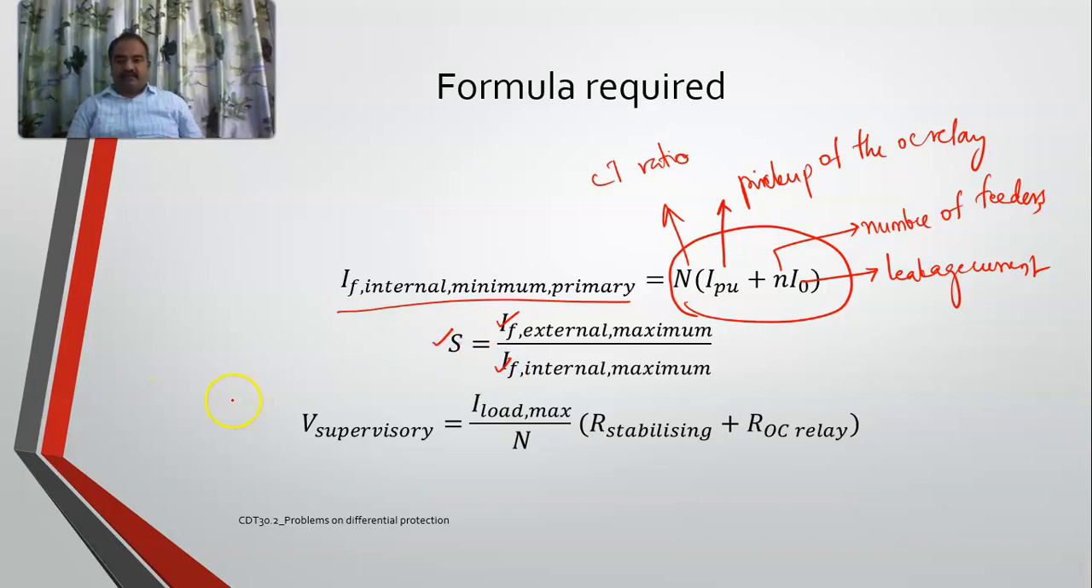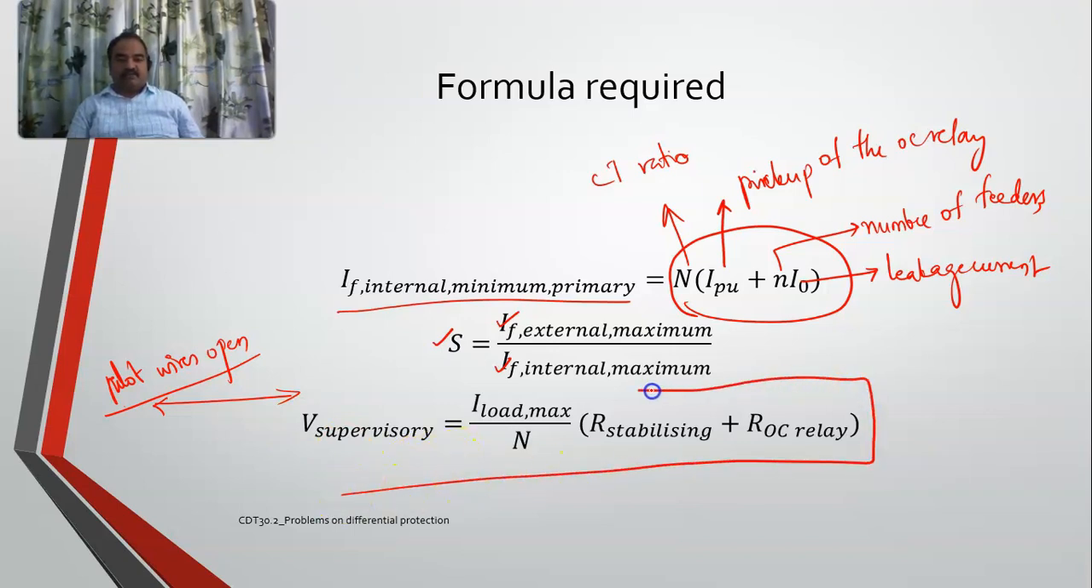And finally, regarding the supervisory relay, which is generally employed when there is an opening of the pilot wires. We have seen that we will be using an overvoltage relay also, right? So what is the voltage setting of your supervisory relay? And this is the formula: maximum load current which you are trying to allow, by N, into R stabilizing plus R OCT.